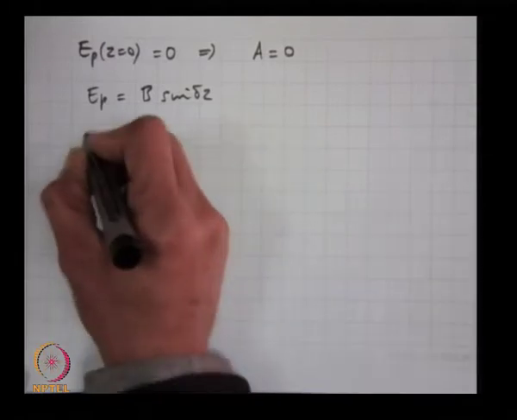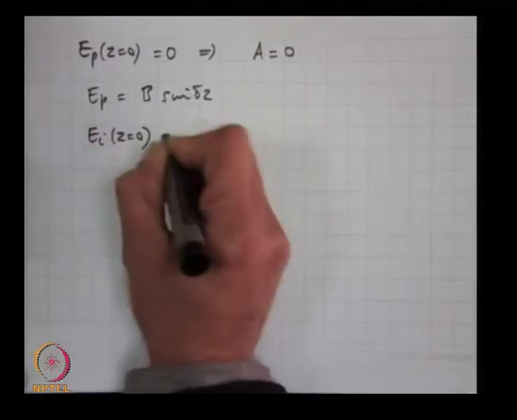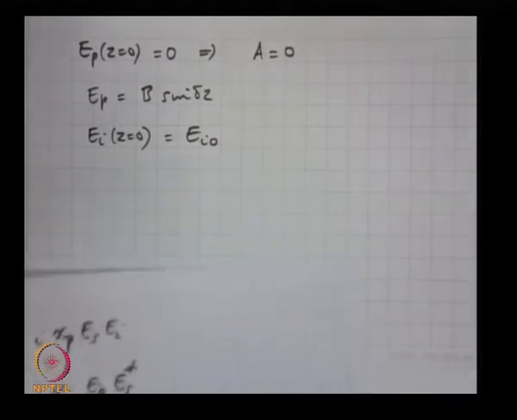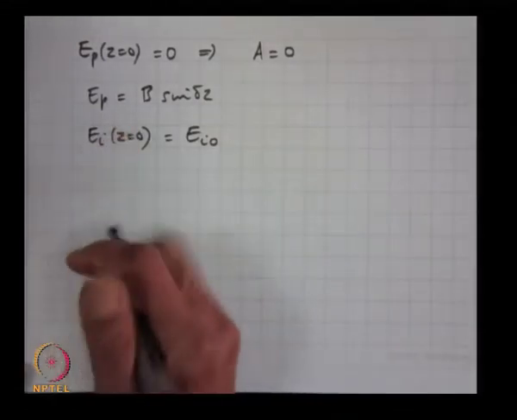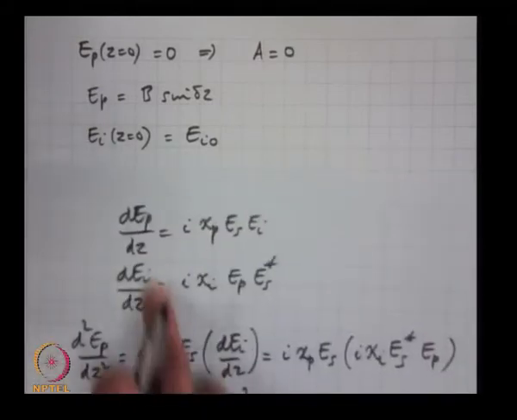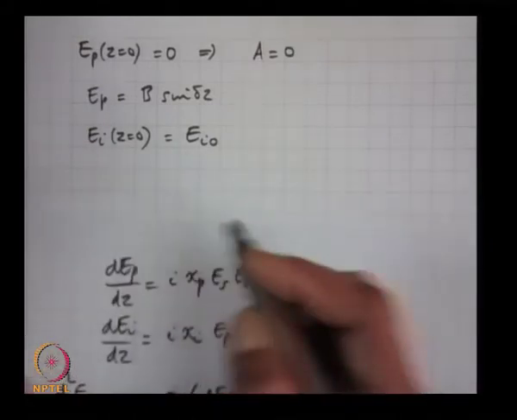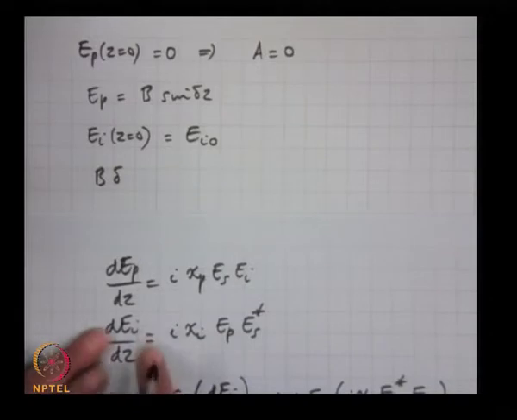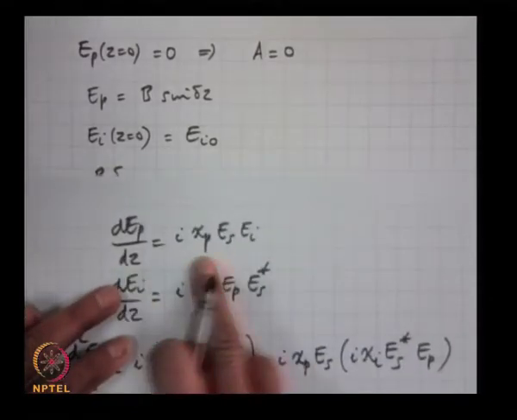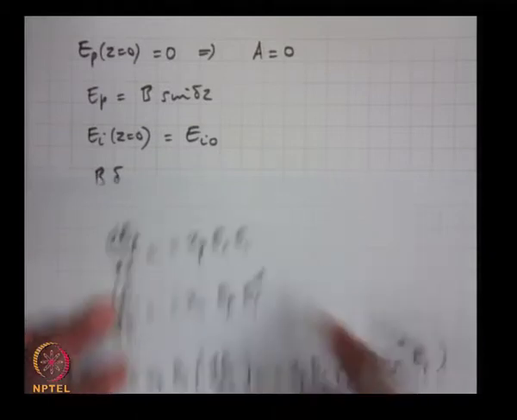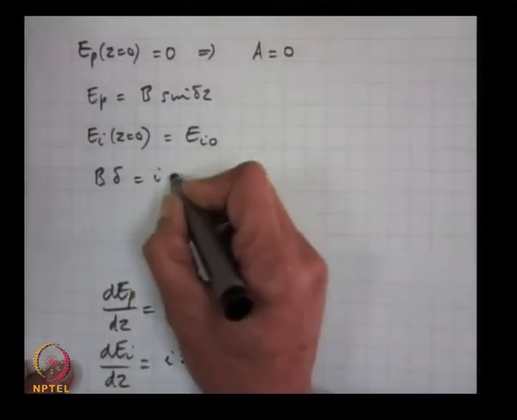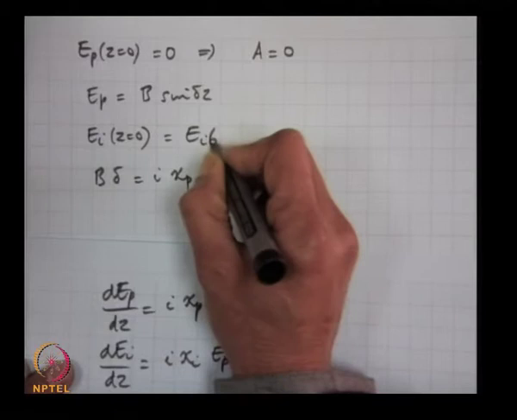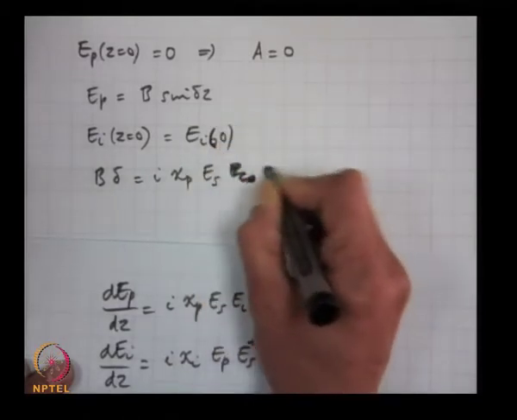Also let me assume that Ei at z equal to 0 is equal to Ei 0. That's the other condition, that I'm coming in with the signal and idler, so there's no pump. So I use this equation and I write dEp by dz is B delta. dEp by dz at z equal to 0 is equal to i kappa p Es Ei at z equal to 0. So this gives me B delta is equal to i kappa p Es Ei of 0.